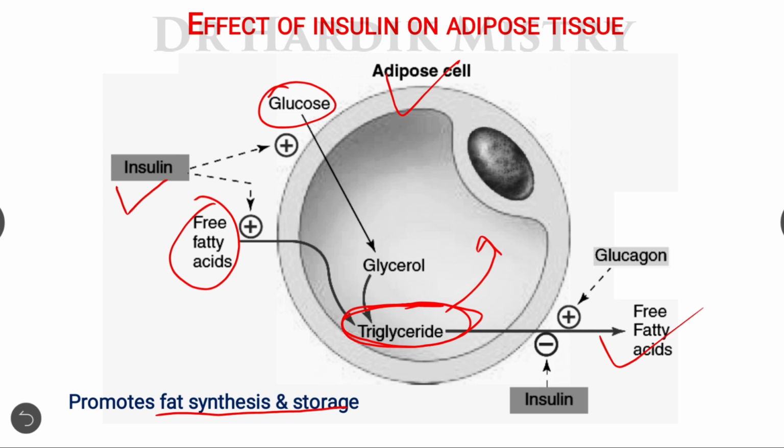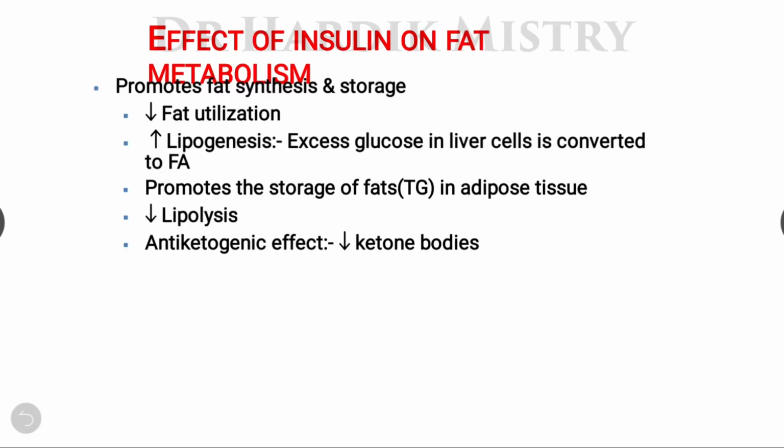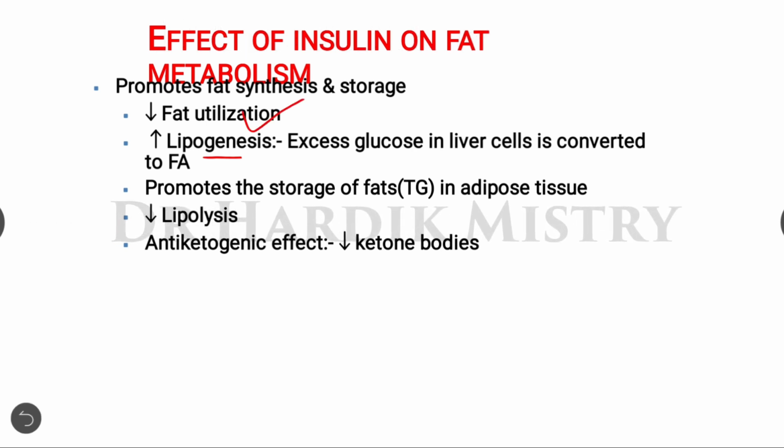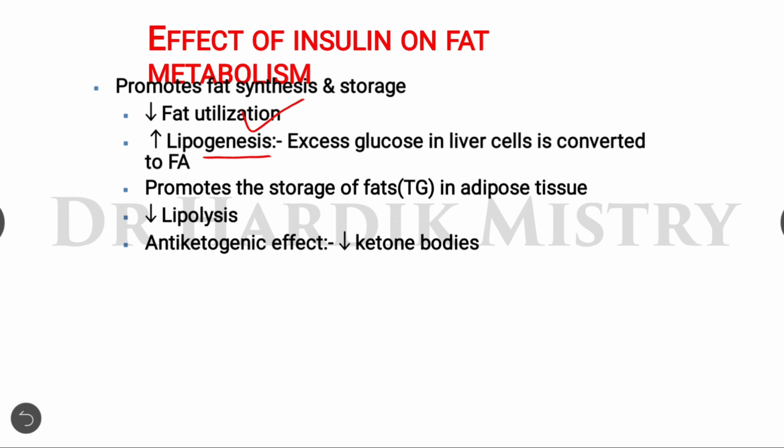We are talking about insulin. So insulin stops the release of free fatty acids and stops the breakdown of triglycerides. Effect of insulin on fat metabolism: it promotes fat synthesis and storage, decreases fat utilization, and increases lipogenesis, that means the excess glucose which enters the liver cell is converted to fatty acids. It promotes the storage of fats in the form of triglycerides in the adipose tissues. It decreases lipolysis and has an anti-ketogenic effect, so it decreases the ketone bodies in the blood.